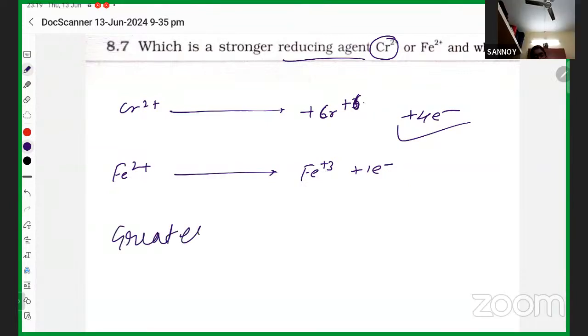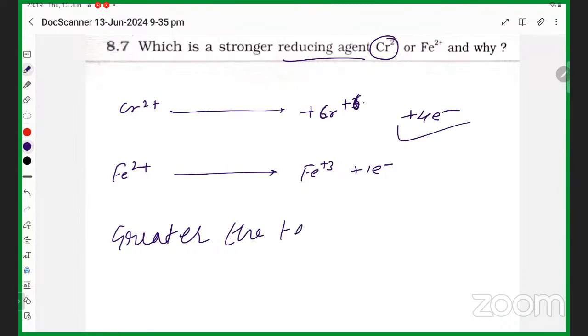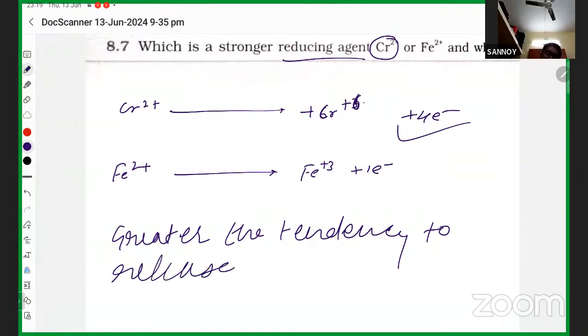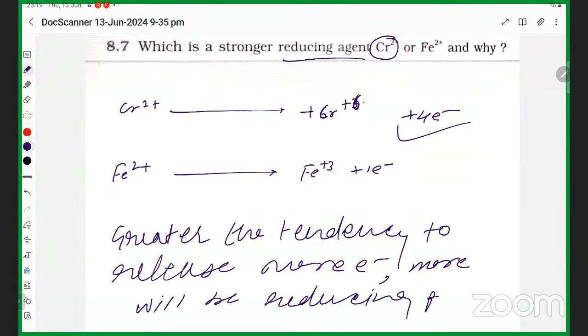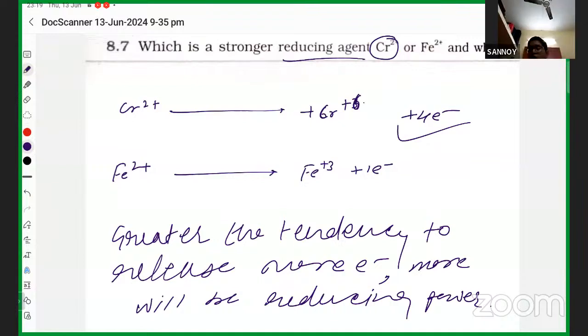The greater the tendency to release more electrons, the more will be the reducing power. Write this down, please. Written.